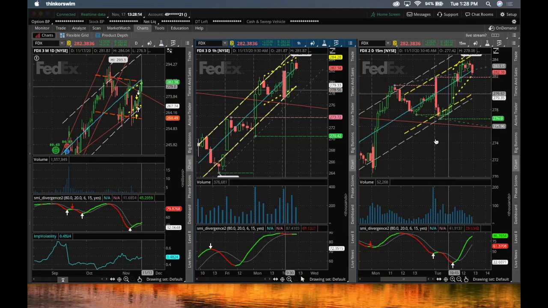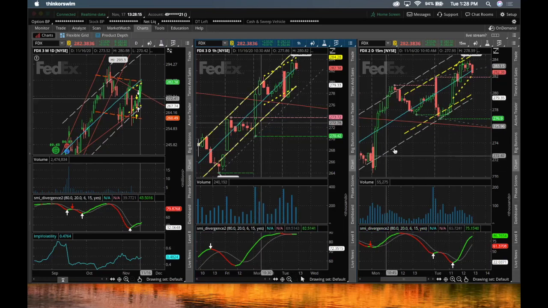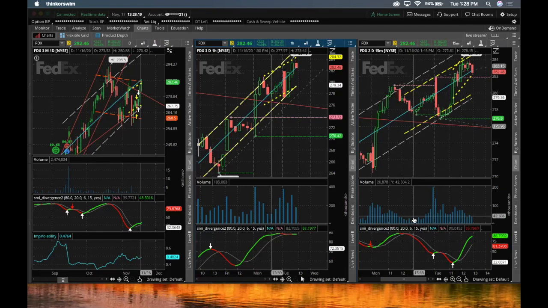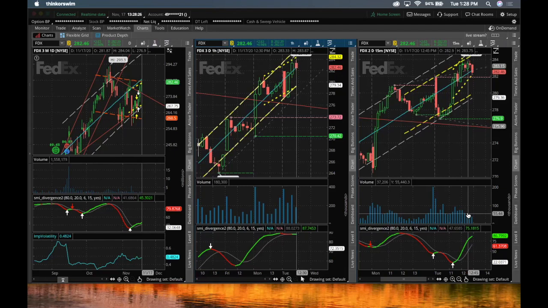But more than likely, I'm seeing prices going up. I'm looking at volume. Volume is decreasing. So I would just stay away. Yeah. So definitely not a play that I would take.